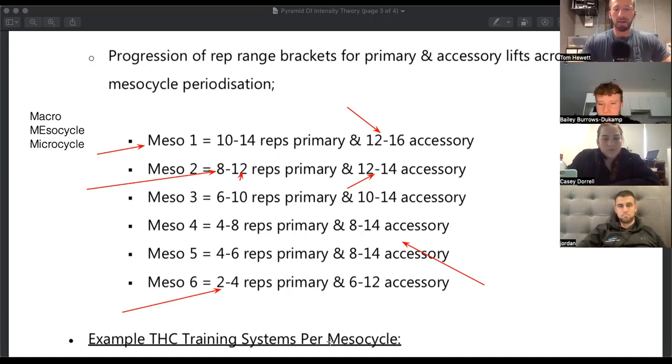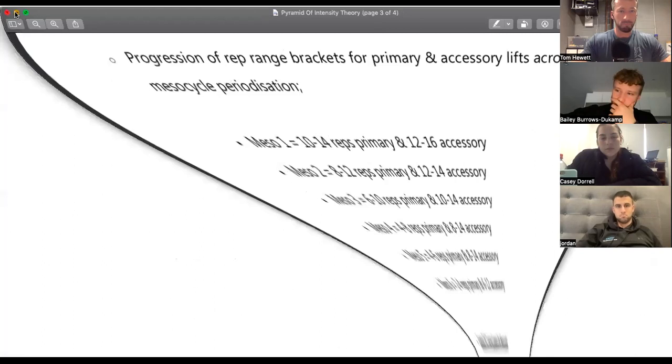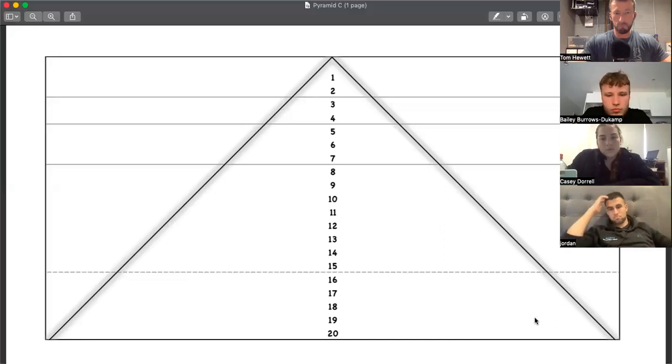Should we have a look at some rep schemes that are actually relevant to each? See if I can do this share. Can you see? Yeah, frozen. Hang on. Can you see that? Yeah. Okay.